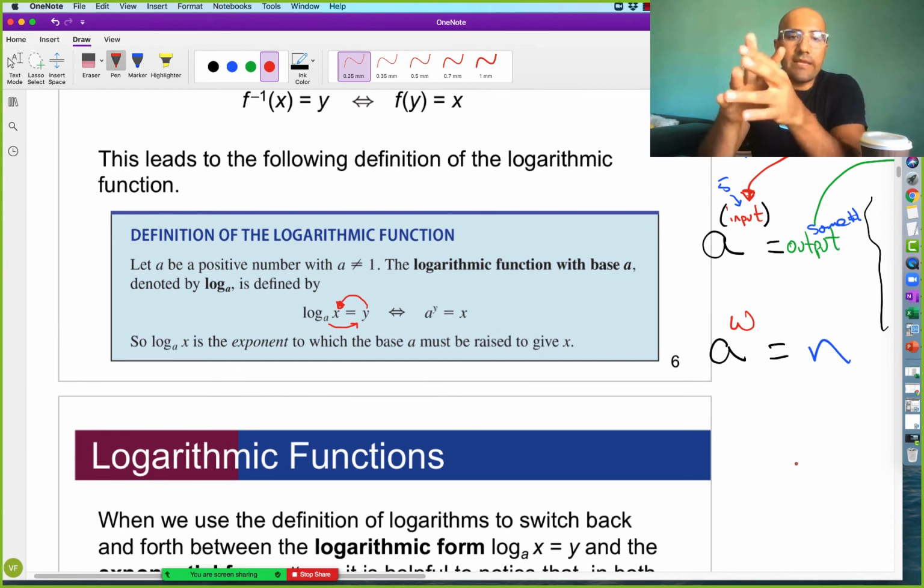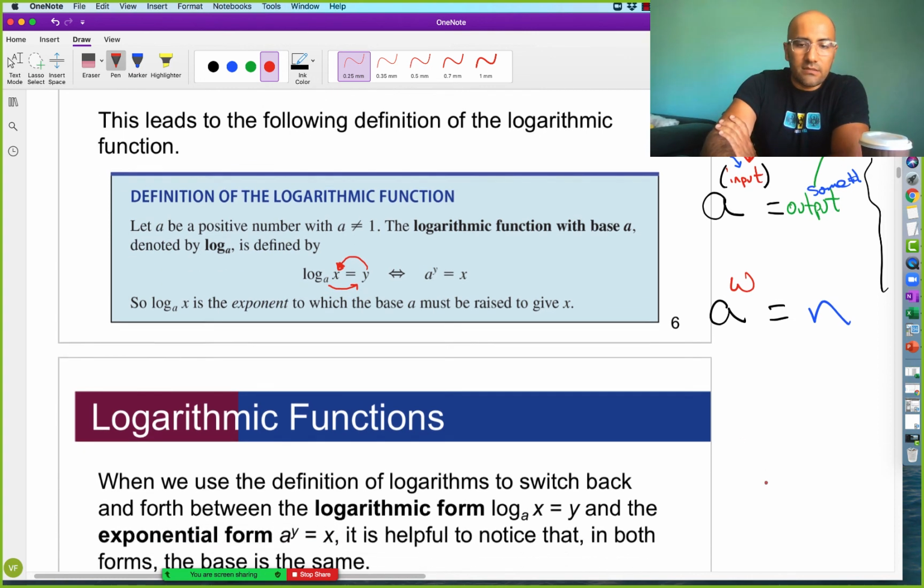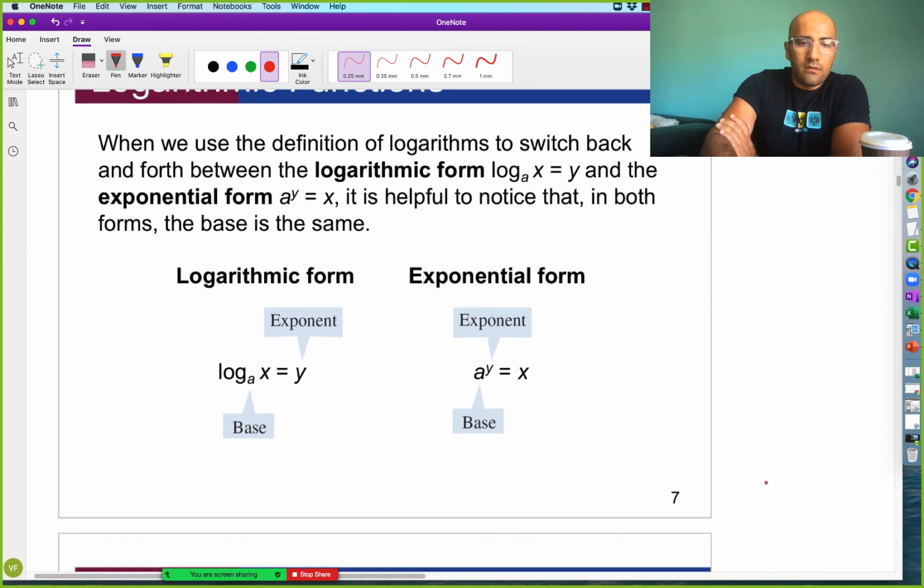Good. So let a be any positive number where a is not 1. It's the only thing we're ignoring. The logarithmic function with base a, denoted by log base a, is defined to be this: log base a of x equals y if and only if a to the y power equals x. So log base a of x is the exponent to which the base a must be raised to give x. We can go back and forth between these two things. They give you two equivalent statements. A to the power of y equals x is the same thing as log base a of x equals y.